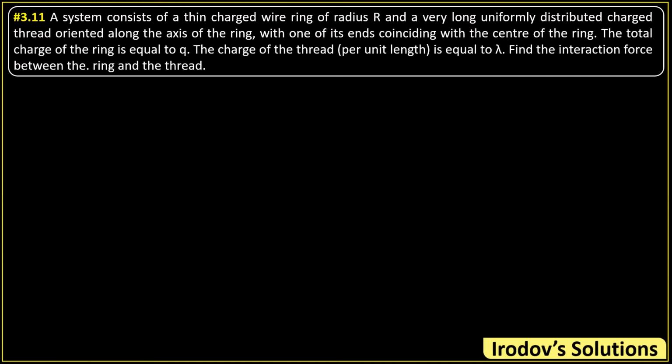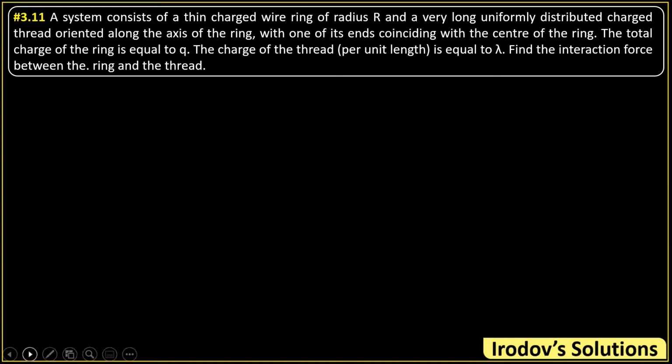The question states: a system consists of a thin charged wire ring of radius r and a very long, uniformly distributed charged thread oriented along the axis of the ring, with one of its ends coinciding with the center of the ring. The total charge of the ring is equal to Q. The charge of the thread per unit length is equal to lambda. Find the interaction force between the ring and the thread.